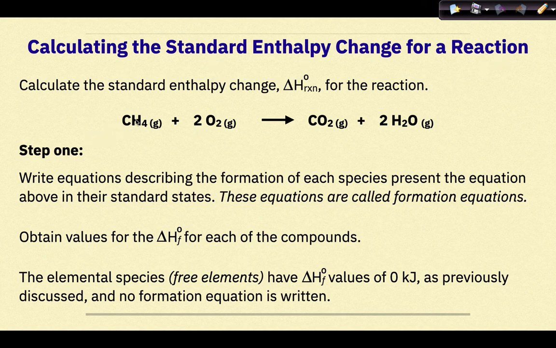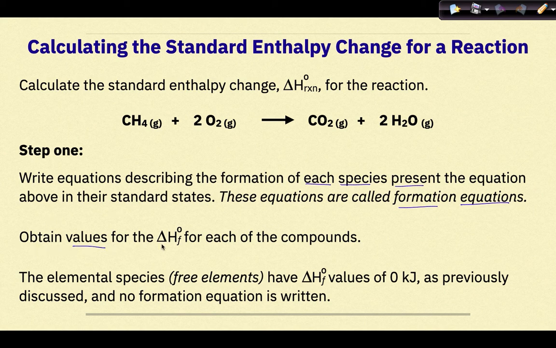Here we have a chemical equation. Methane plus 2 moles of oxygen yields carbon dioxide and 2 moles of water. So step 1, write equations describing the formation of each species present in the equation above in their standard states. These equations are called formation equations, and we just did that in the last video.